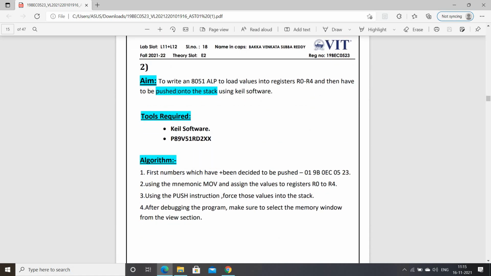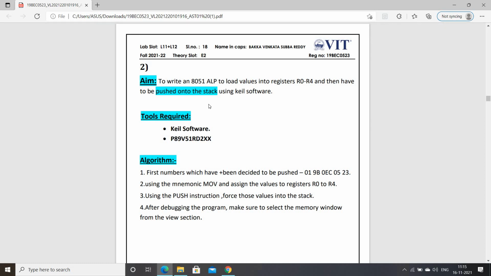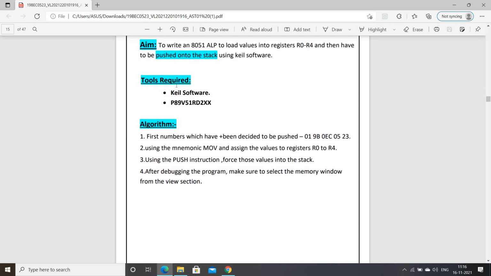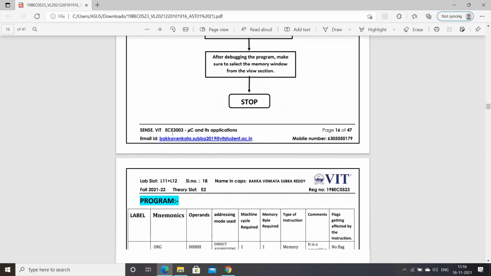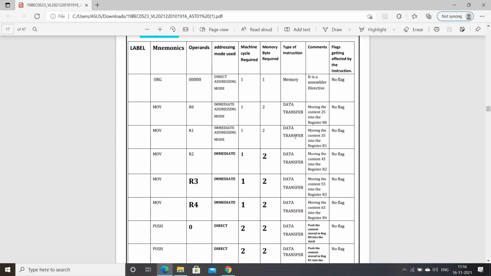So this is the second one, and our aim is to write an 8051 ALP to load values into registers R0 to R4, and then they have to be pushed onto the stack using Keil software. These are the tools required, this is the algorithm, this is the flow chart, and this is the program.